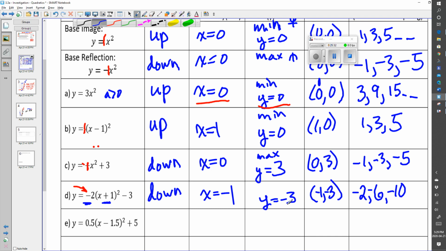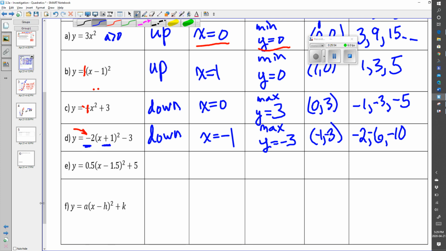So you've got to ask yourself, is it a max or a min? I would say it is a max. Any parabola that opens down is a max. Any parabola that opens up is a minimum. So let's move on.